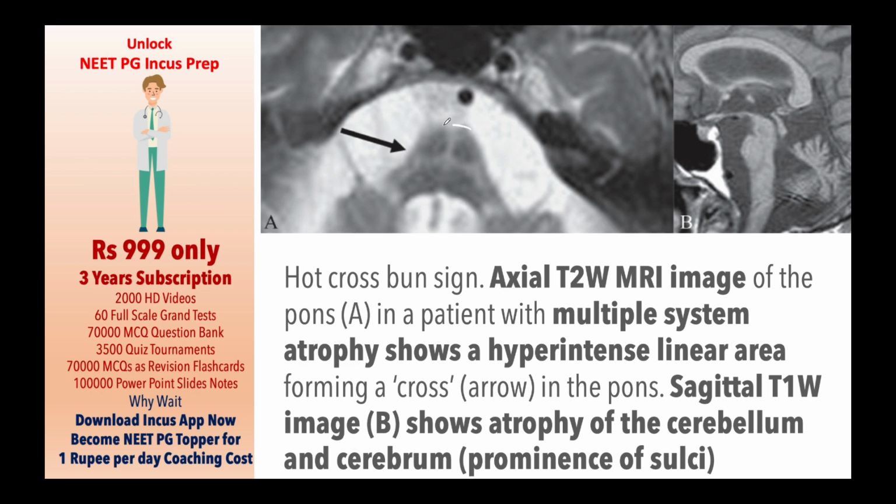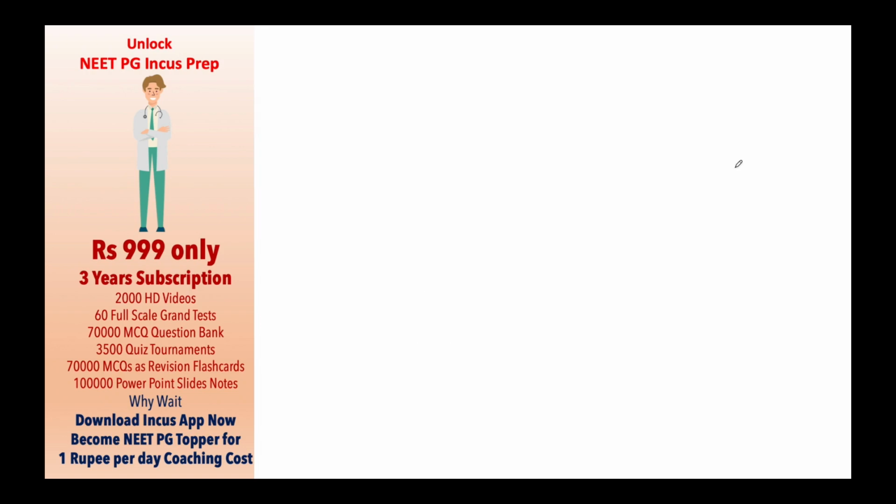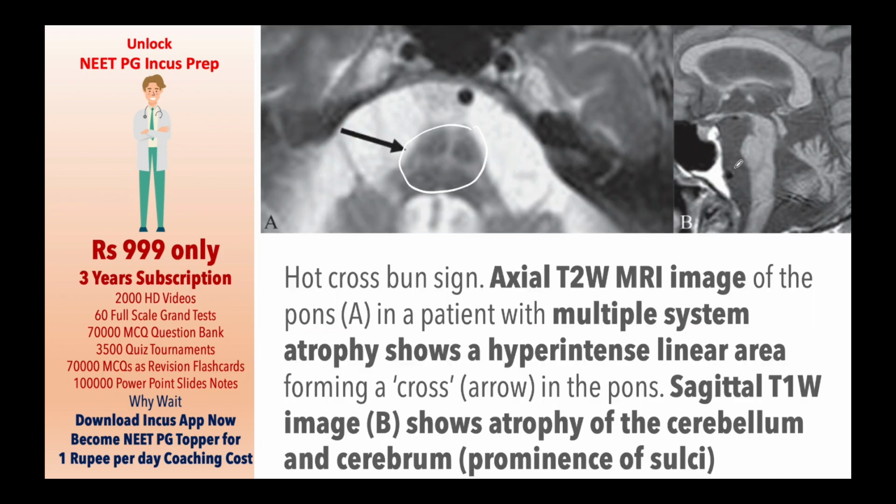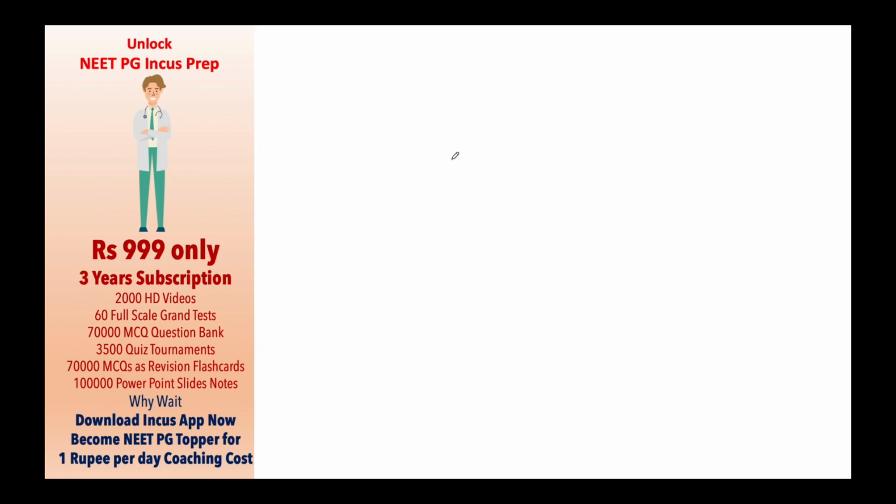Finally, this is called hot cross bun. So hot cross bun sign. Whenever there is a multi-system atrophy, you can be able to appreciate here. There is an atrophy of the cerebellum and also cerebrum, and cerebellum also. The folia became very prominent. That means there is an atrophy. So this condition is one of the Parkinson plus syndromes. Multi-system atrophy. You get the hot cross bun sign is what you have to ultimately remember.